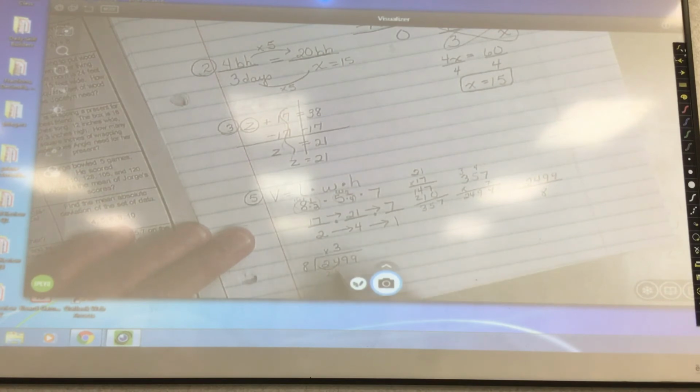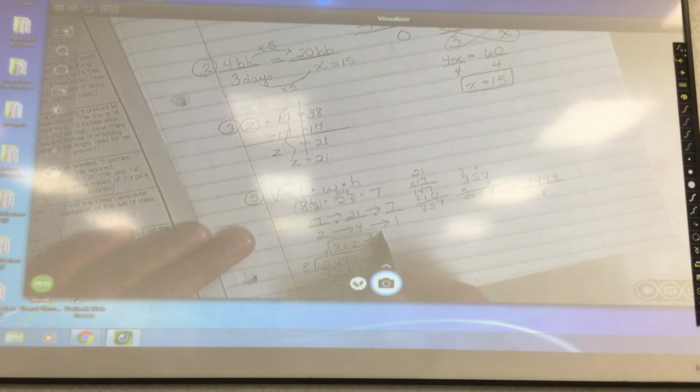There we go, 24. Nothing left, bring down the 9. 8 goes into 9 once. 1 left, bring down the 9. 8 goes into 19 2 times, which is 16. 3 left. So I have 312 and 3 8s, because 8 was on the bottom.